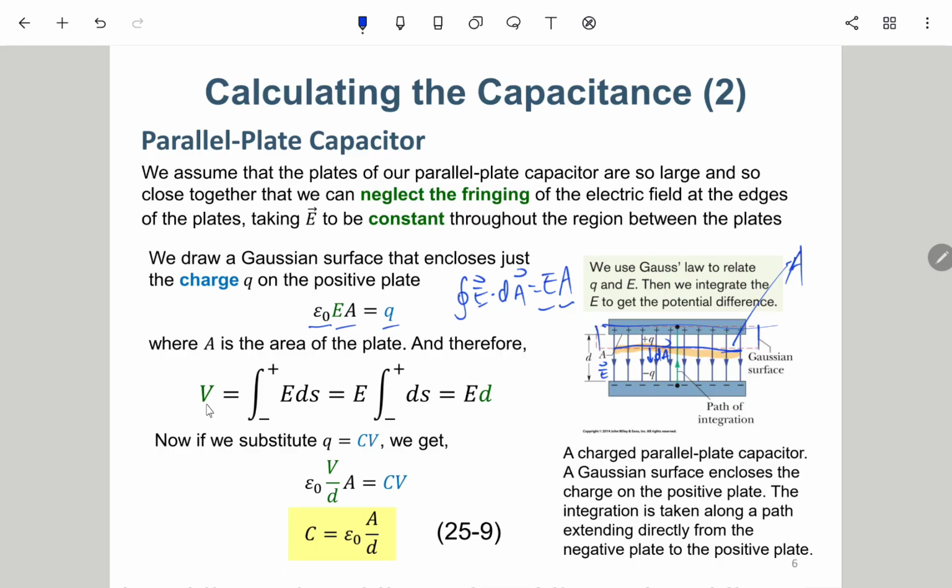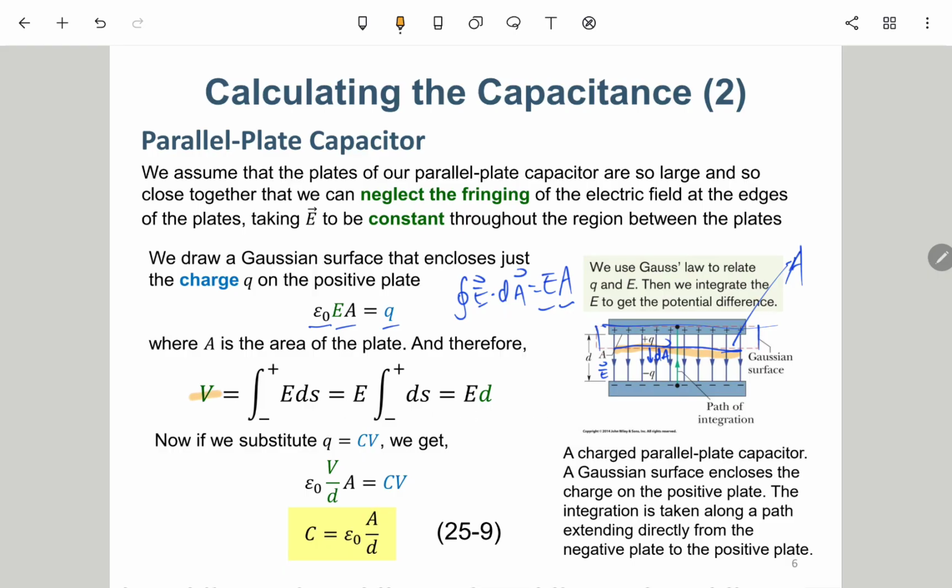Okay, so in the previous page we have V in terms of this one. E is a constant, so we just move it to the front. So E times this integral from negative to positive, which is the distance between the negative plate and positive plate. So this integral is nothing but small d. Okay, so finally we have V equals Ed.